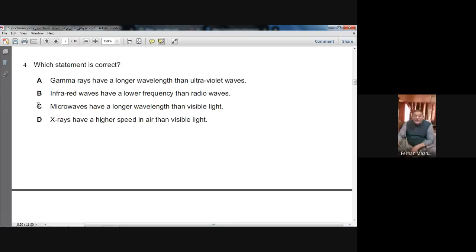Microwaves have a longer wavelength than the visible light. That is true. Ronald McDonald is very ugly except Gary. If you remember this code, you know the micro comes first. That's why it has a longer wavelength. You understand? Yes, sir.